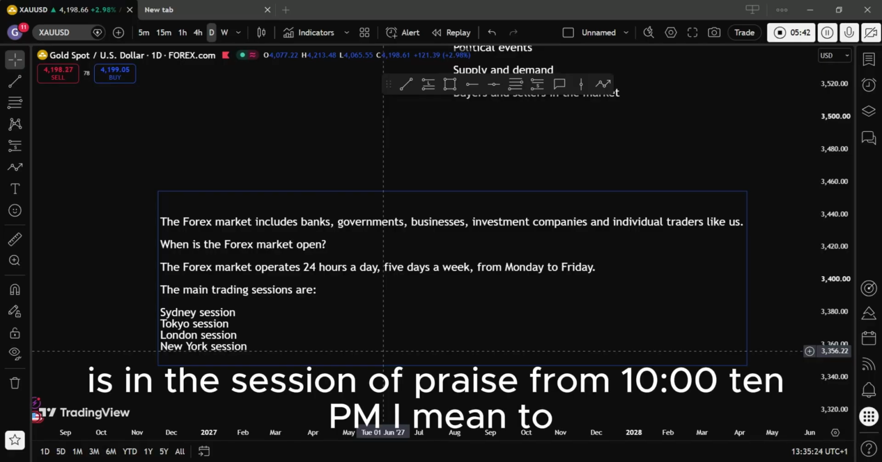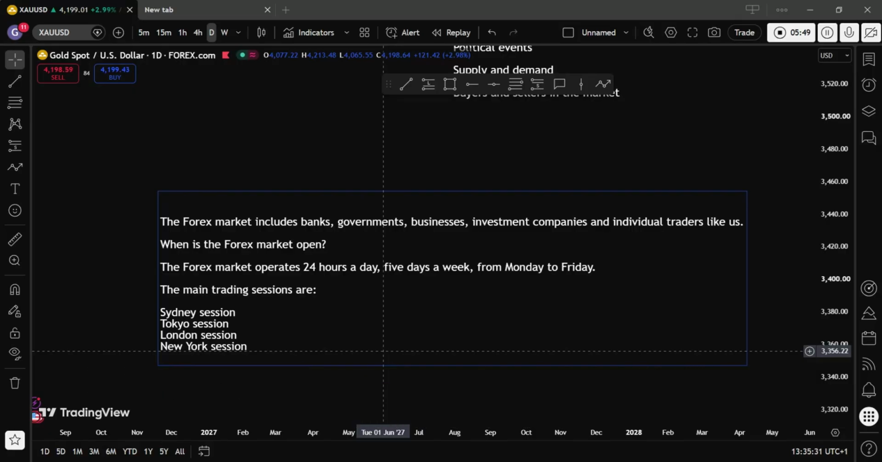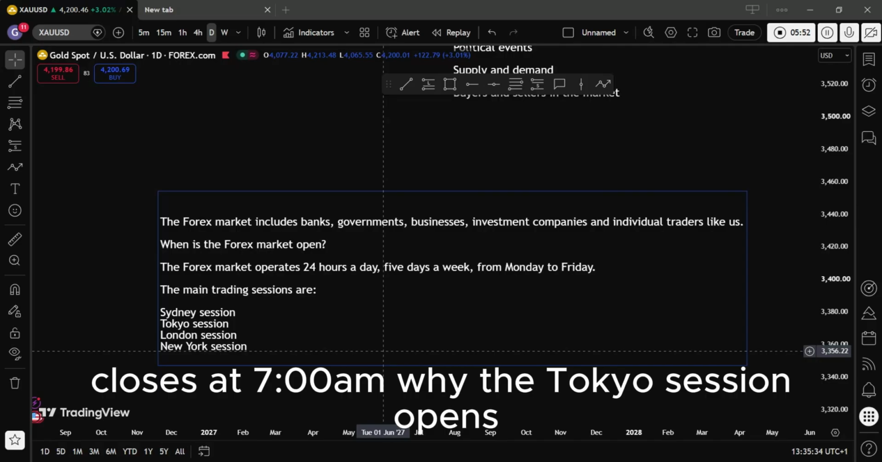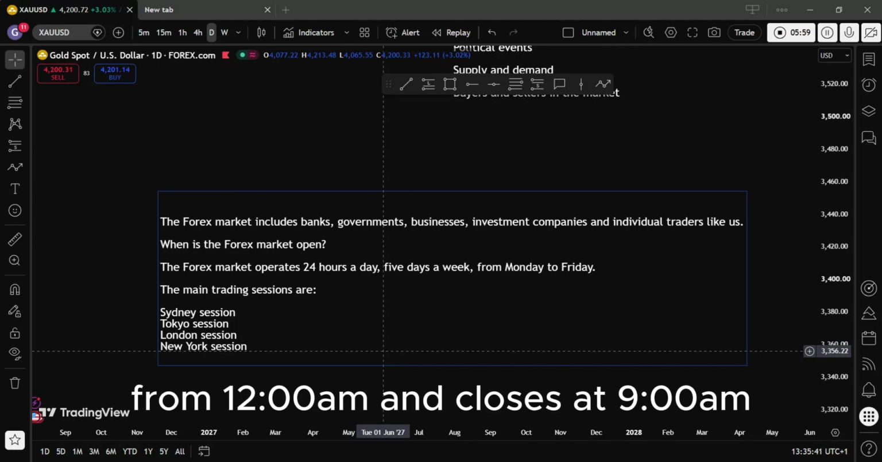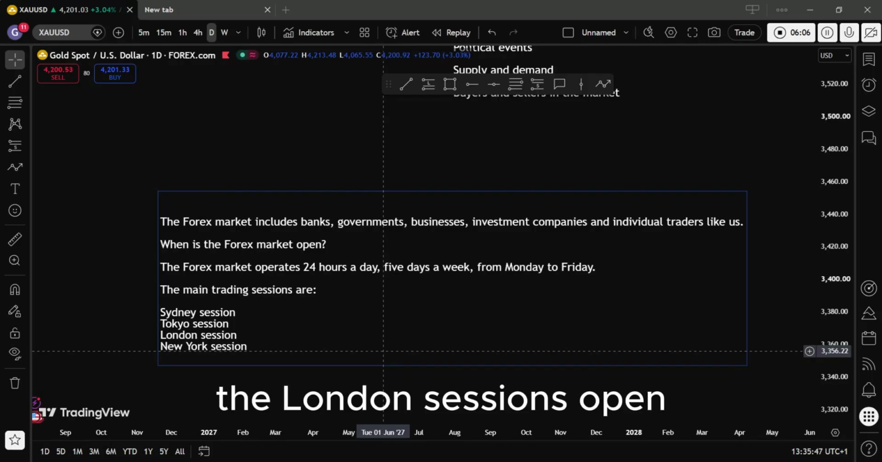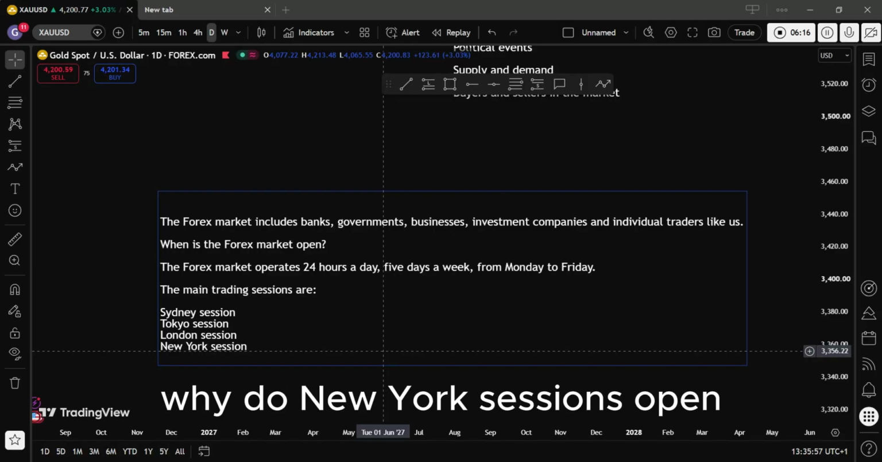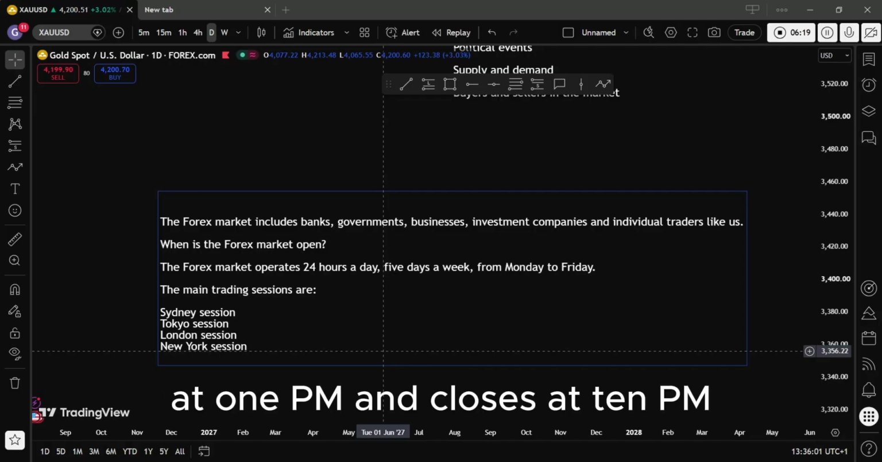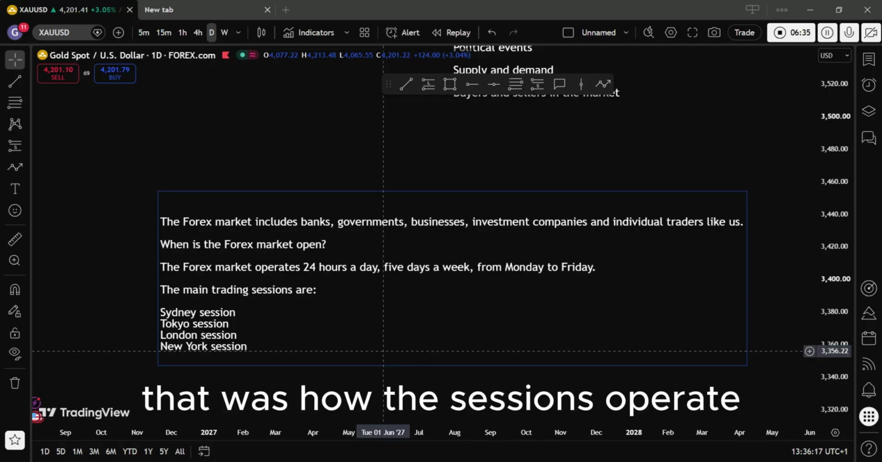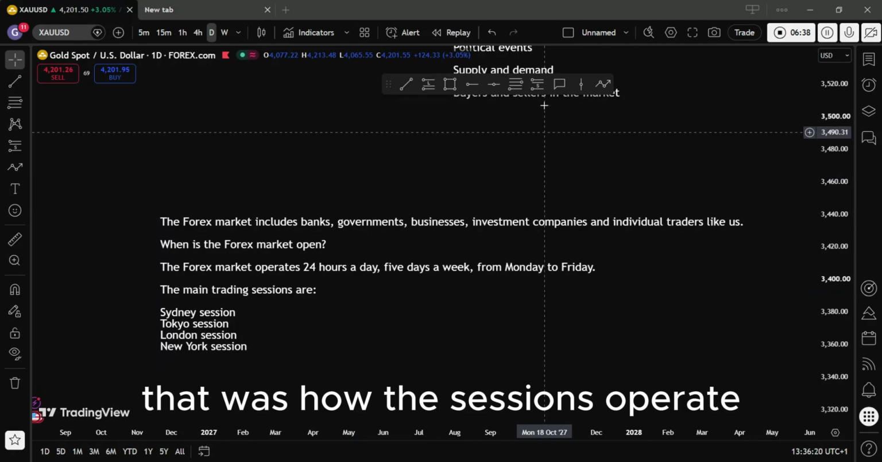The Sydney session opens at 10 p.m. and closes at 7 a.m., while the Tokyo session opens from 12 a.m. and closes at 9 a.m. The London session opens at 8 a.m. and closes at 5 p.m., while the New York session opens at 1 p.m. and closes at 10 p.m. That's the last session of the day. That was how the sessions operate.